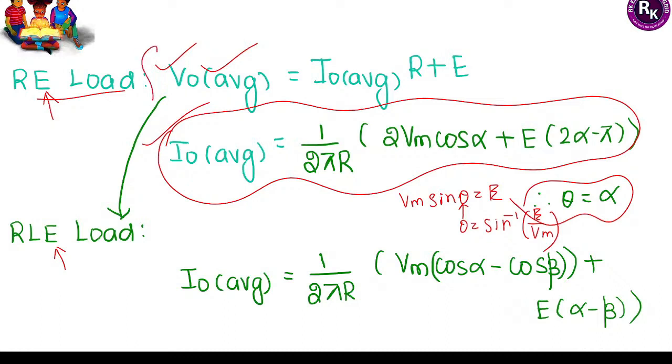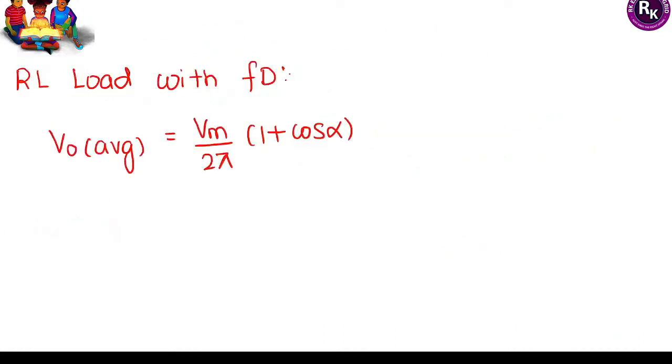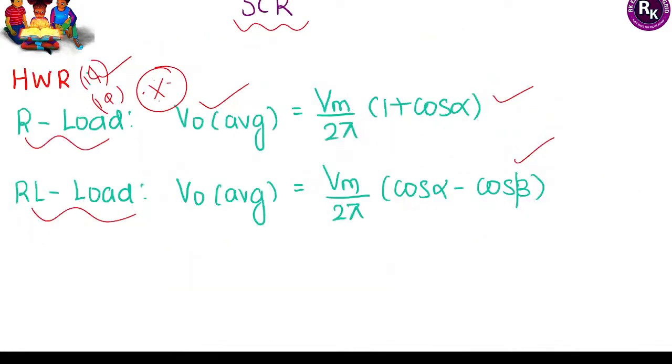So here this is the formula for RE load. For RLE load, once again, this is I naught average. I wrote it here. After that, you can use the same relation to calculate the value of V naught average for RLE load. Next, once again we are in the single phase half wave rectifier, RL load with the freewheeling diode. Initially, I had given the formula for RL load without the freewheeling diode.